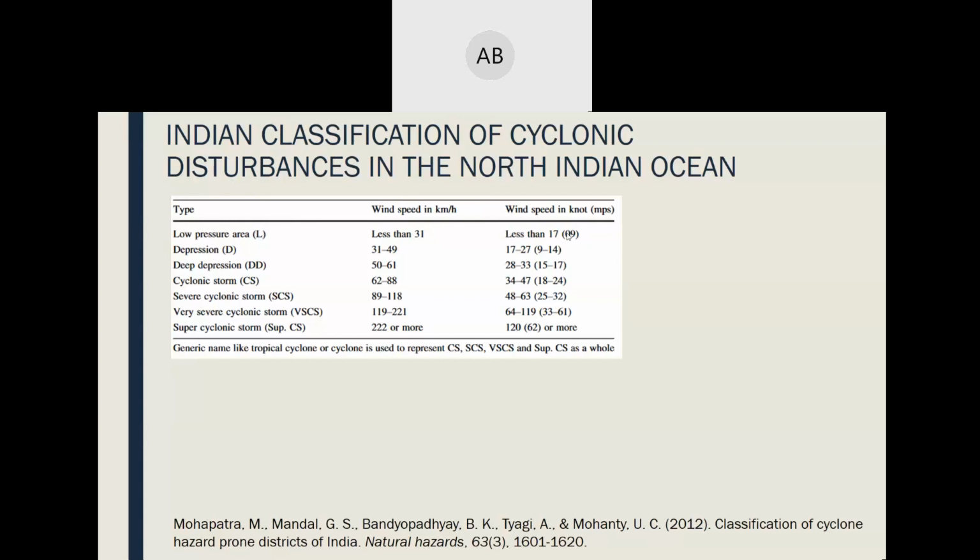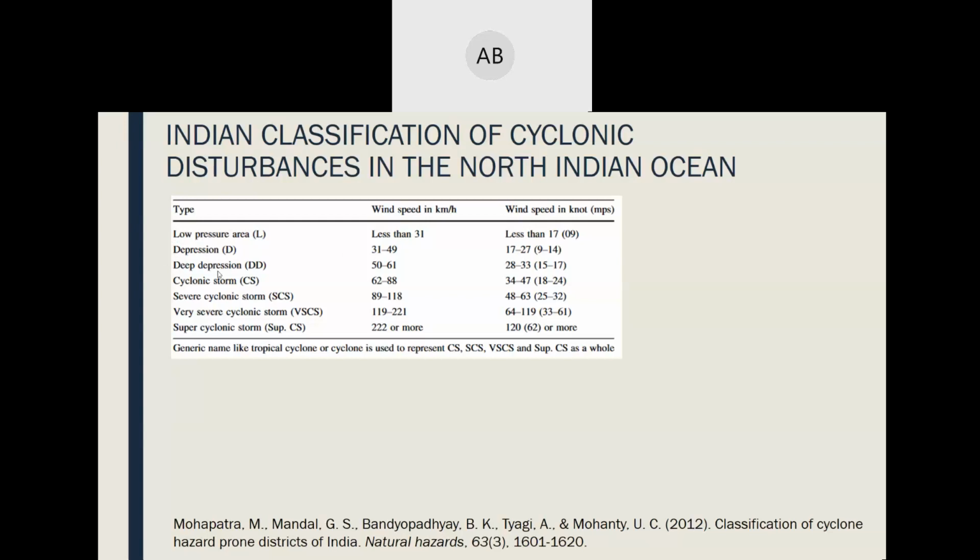In the ocean, we measure it in knots, K-N-O-T. Please search in Google or just refer to what is 1 knot. Then if it is between 31 to 49 kilometers per hour on land, we call it a depression. That is equivalent to 17 to around 27 knots. And as you go down this list, the severity keeps on increasing.